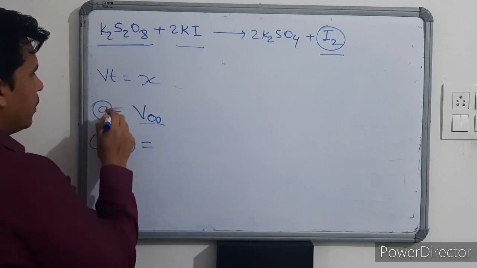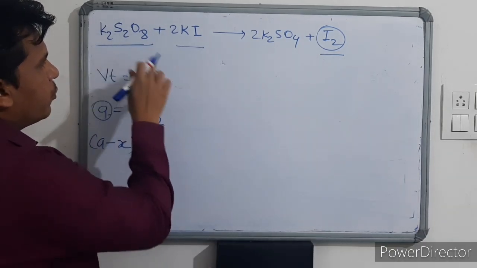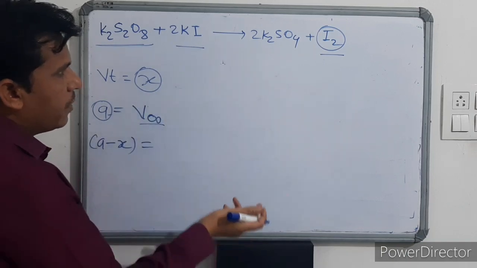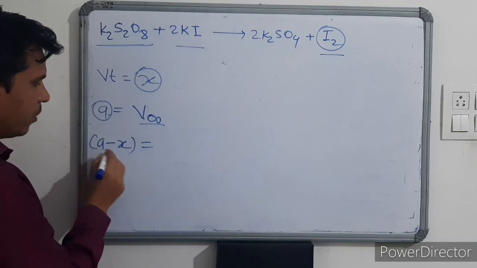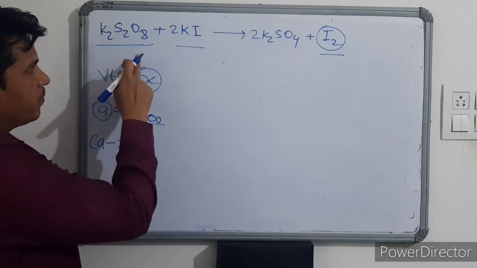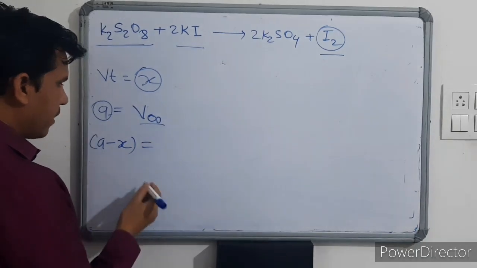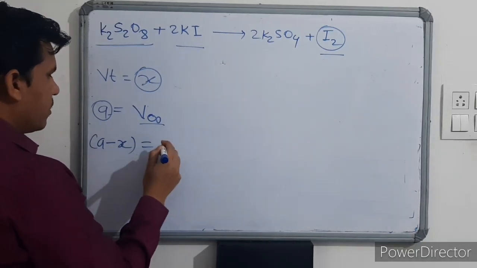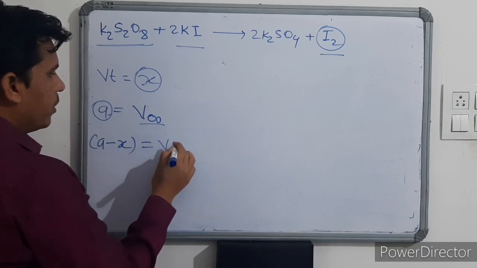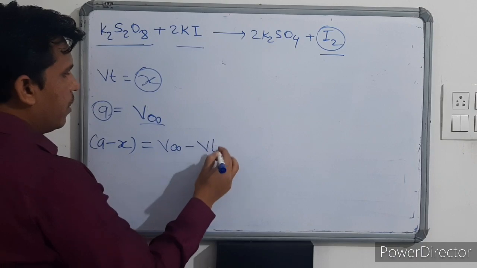Now we know the initial concentration and the concentration by which the potassium persulfate reacted, or the amount of iodine liberated, so we can simply find out the concentration of potassium persulfate after some time t, that is A minus X. A minus X we can write in this way: A means V infinity and X means Vt.